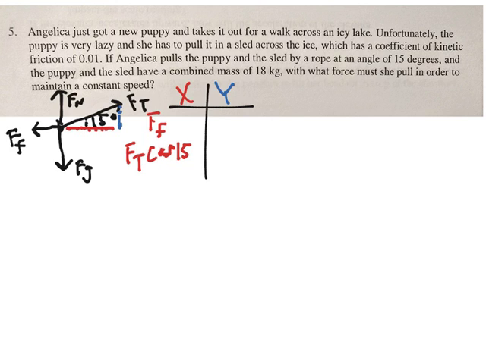For the Y direction, we have some more things going, because we have the force of gravity, the normal force, and the force of tension, but now it's talking about in the Y direction, so it would be sine in this case. If you're not sure why I chose cosine and sine, please come in and see me and we can have a greater discussion on it.